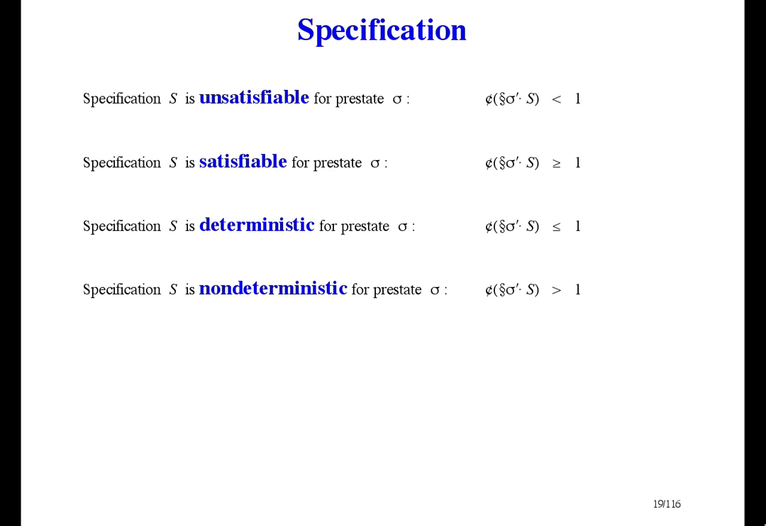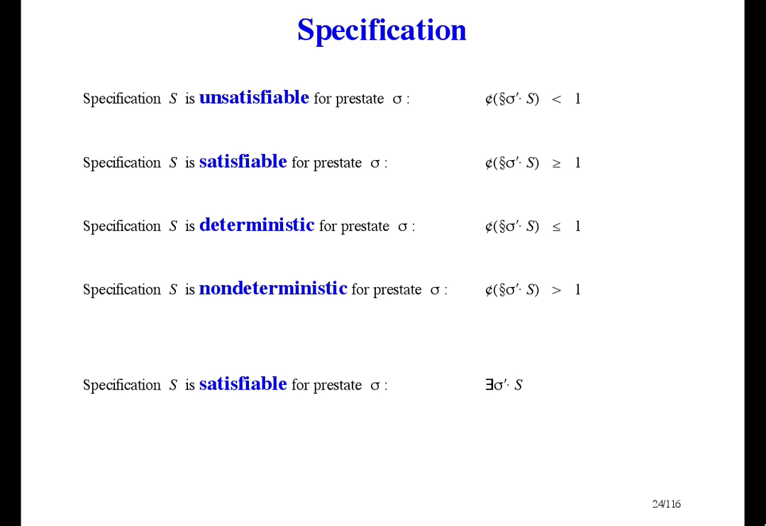Here's some terminology about specifications, all about how many satisfactory post states there are. Specification S is unsatisfiable for pre-state sigma means the number of satisfactory final states is zero. And it's satisfiable if there's at least one satisfactory final state. The same specification could be unsatisfiable for one initial state and satisfiable for another initial state. A specification is deterministic for some initial state if there's at most one satisfactory final state, and it's non-deterministic if there's more than one satisfactory final state. An equivalent way to define satisfiable for a pre-state is there exists a satisfactory post-state.